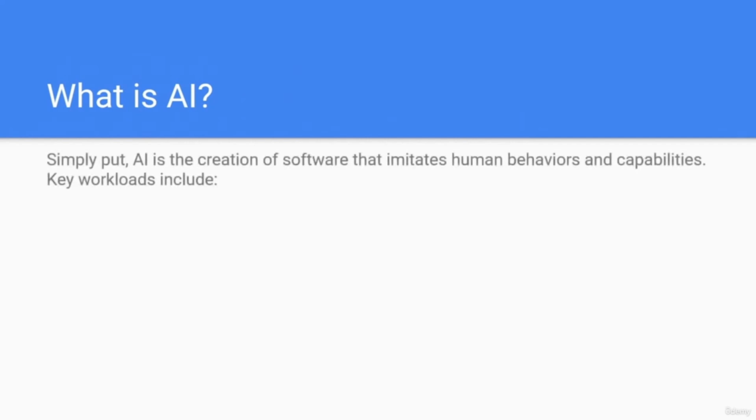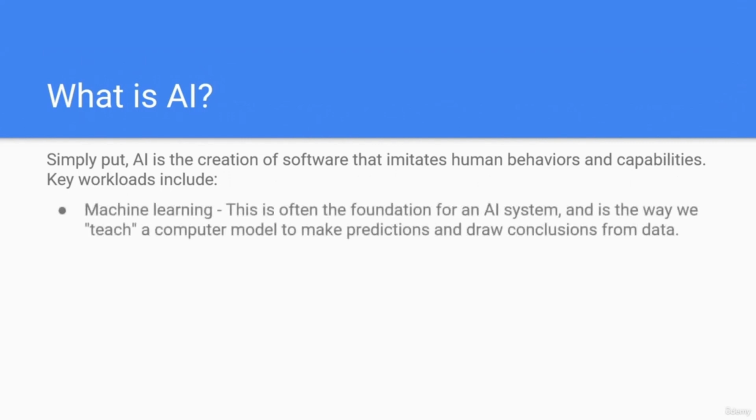Now, what is AI or artificial intelligence? Simply put, AI is the creation of software that imitates human behaviors and capabilities. Key workloads include machine learning. This is often the foundation for an AI system. This is the way we teach a computer model to make predictions and draw conclusions from data.